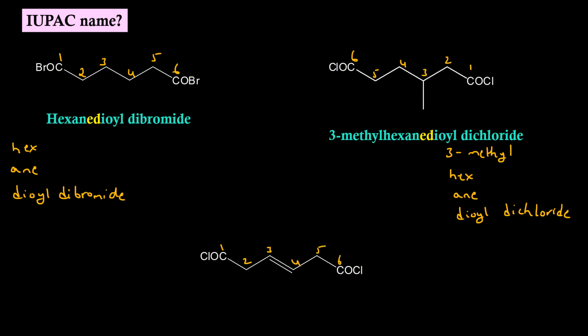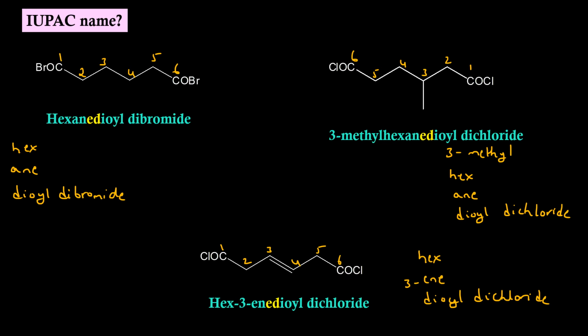Root word will be hex. Primary suffix is ene. Double bond is present at position 3, so 3-ene. Secondary suffix is dioyl dichloride. IUPAC name will be hex-3-ene-dioyl dichloride.